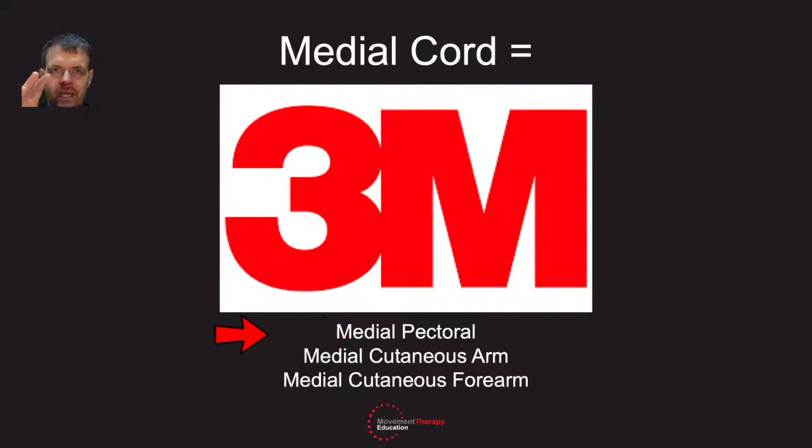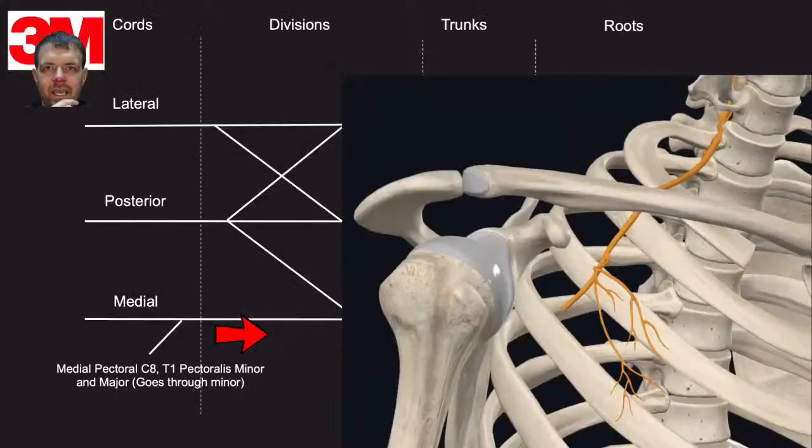All right, so that's why we've got different names. So let's have a look at these. We've got medial pectoral coming from C8 and T1. If you remember from the roots, where it is a Y, C8 and T1 coming together, and then coming along this line to form the medial cord.